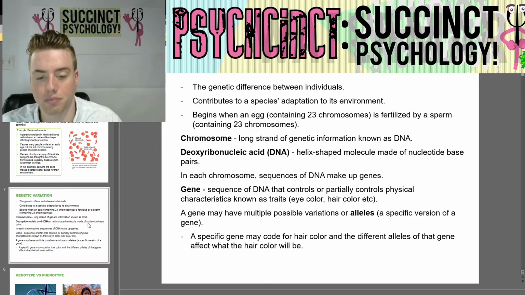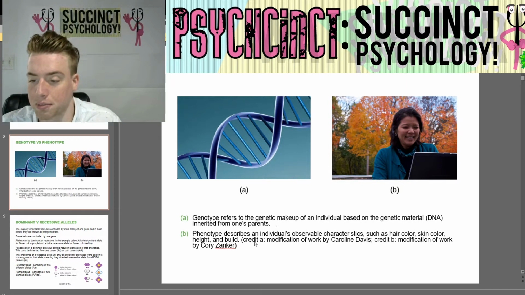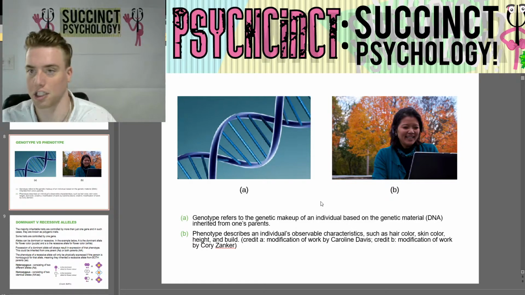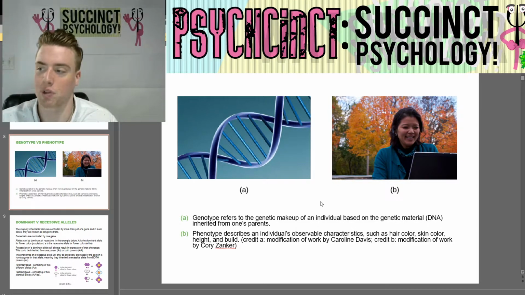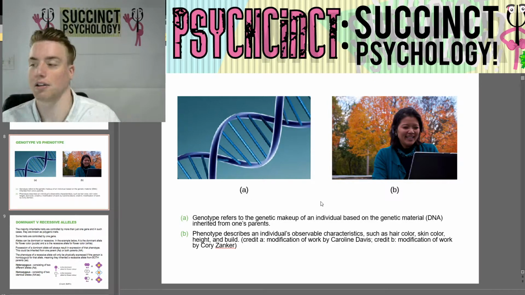Here we have genotype versus phenotype. Figure A: a genotype refers to the genetic makeup of an individual based on the genetic material, DNA, inherited from one's parents. A phenotype describes an individual's observable characteristics, such as hair color, skin color, height, and build. Genotypes are kind of like this cellular genetic material you can't physically see, whereas a phenotype is what you can physically see. You can think of it as physical. It's something that the naked eye can see. You can tell somebody's skin color and hair color and whatnot.